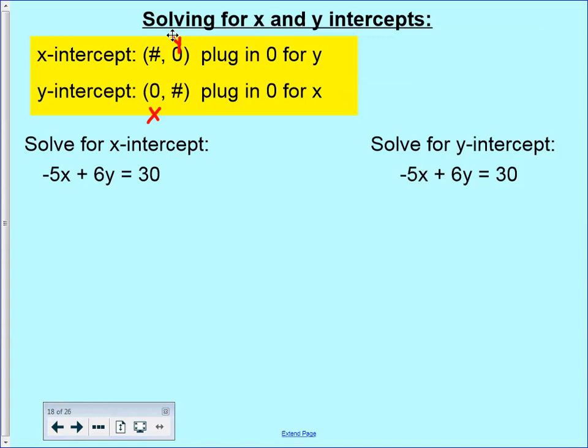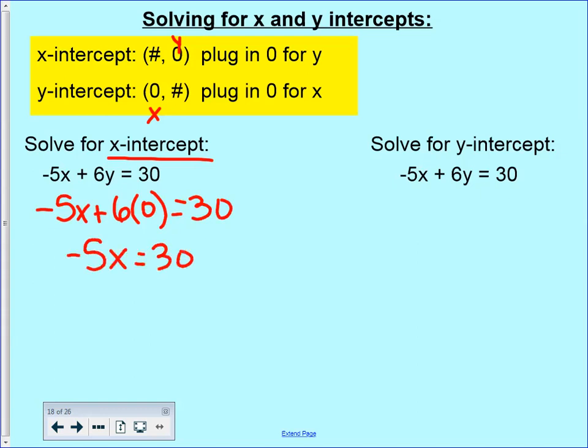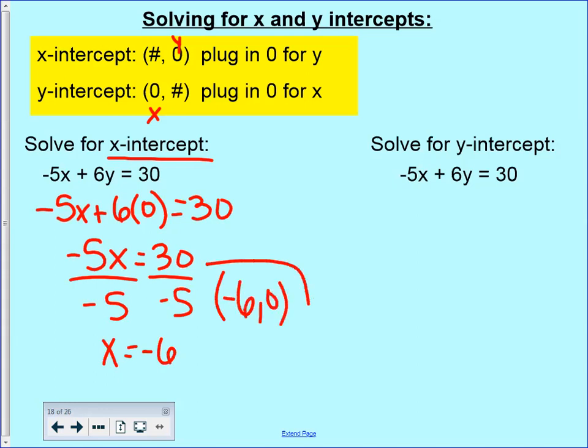In this example here, I have negative 5x plus 6y equals 30. If I'm solving for my x-intercept, that says that my y is going to be 0. So in my equation, all I'm going to do is change y to 0 and then solve for x. That means that negative 5x equals 30. I would divide by negative 5, and I get x equals negative 6. But as we learned before, we must write this as a coordinate, so (negative 6, 0) is my answer.